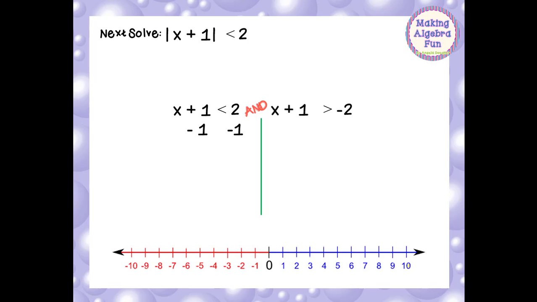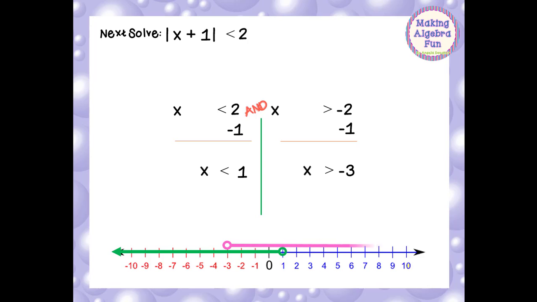Now I will solve both of these. The first one's going to give me x is less than 1. So by itself, I would have an open circle on 1, and my shading would be to the left, everything less than 1. But I do have another condition I'll have to consider. So when I solve the second one, I get x is greater than negative 3. So by itself, that would mean an open circle on negative 3, but shading to the right. Because we use the word and here, we're looking for solutions that fit both conditions.